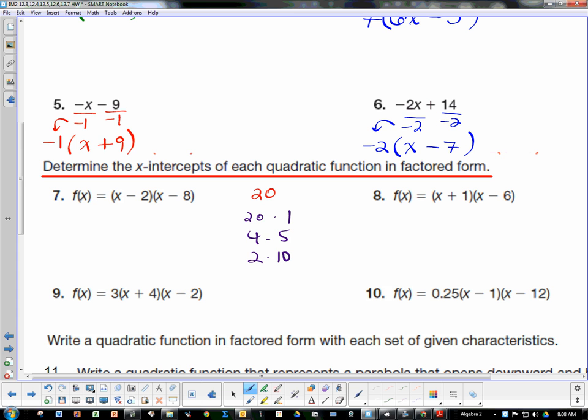Folks, these are factors of 20. What do you do with factors? You multiply them. So there's a direct relationship here. We're multiplying x minus 2, this is a binomial, times x minus 8. These are factors. When you multiply them together and you do what we call FOIL, or the distributive property, you get a quadratic in standard form. This is just in factored form.